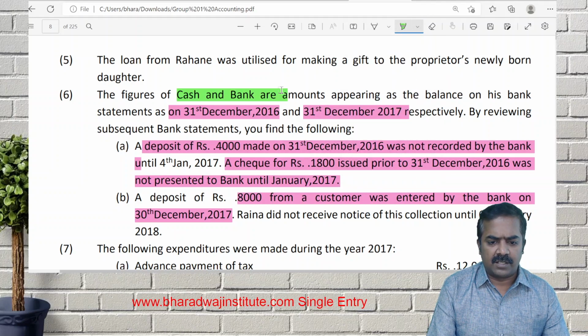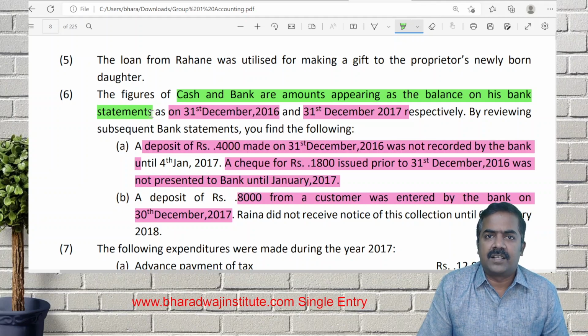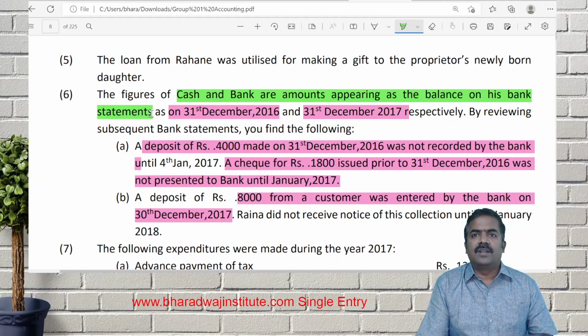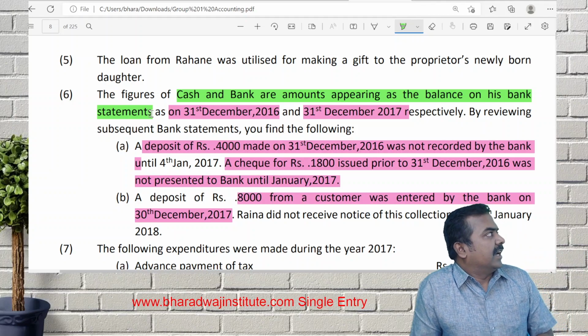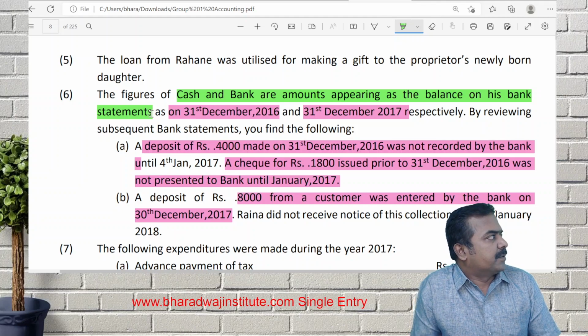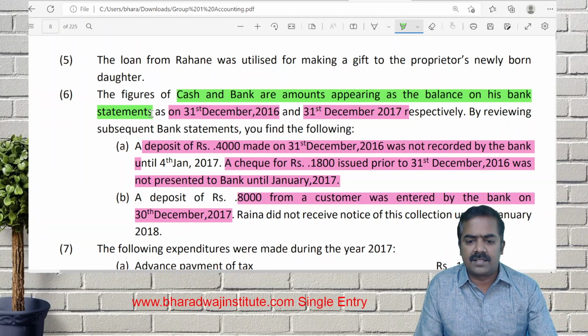The figures of cash and bank are amounts appearing in which one? Balance on is which one? Bank statement. These things are given as per which statement? Bank statement. Now we have to work out. These are the bank statements. So freeze a little. Cash and bank are the amounts appearing as per which one? Bank statement.